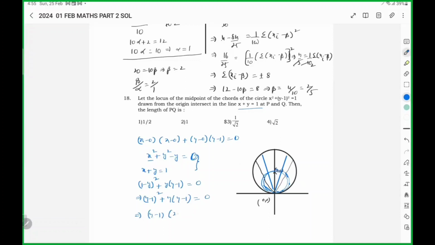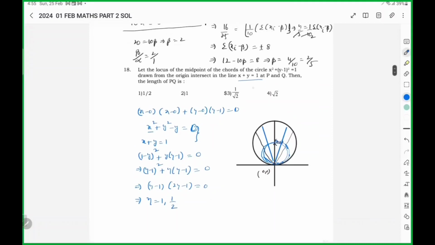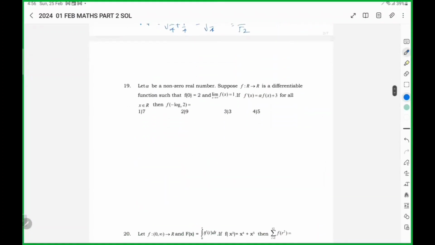Y minus 1 to y minus 1 0. Y here is 1 comma half. Once y is 1, take the line. Y is 1, x becomes 0, point becomes y is half, x becomes half, the point is this. One is P, other is Q. So 1 by 4 plus 1 by 4, which is 1 by root. Third option is correct.